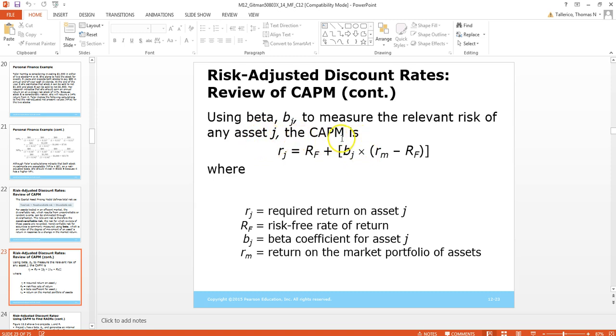For those of you who haven't, go back a couple of chapters and look up the capital asset pricing model, CAPM for short. The equation for the required return on an asset is equal to the risk-free rate, which is treasuries, plus the beta times (RM, the market return, which is the S&P 500, minus the risk-free rate). So this is a quick review of the recording I made the other day.